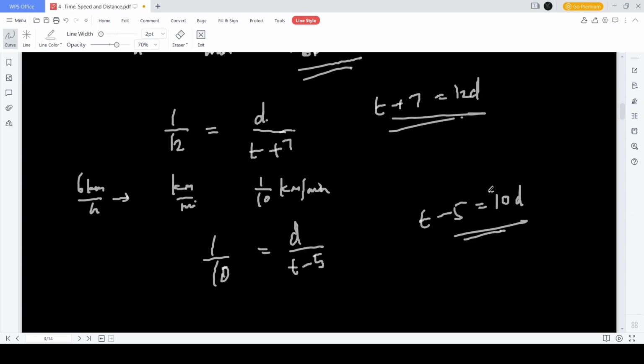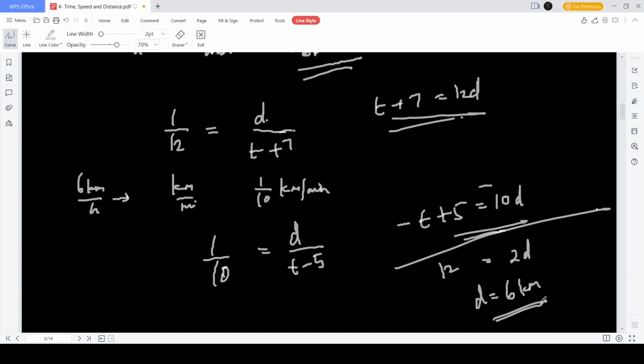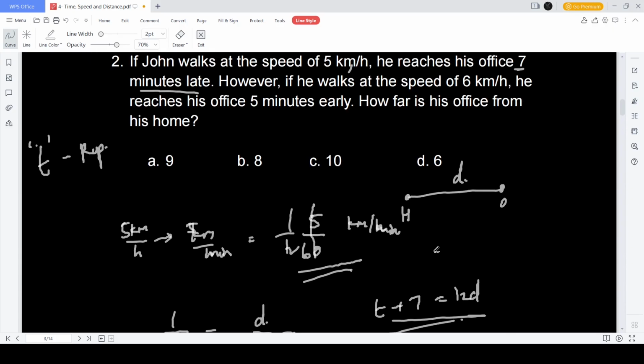Now using these two equations, let's subtract this equation from this equation. So we get 2d on this side is equal to, t and t cancel, you get plus 5 plus 12. So d is equal to 6 kilometer. So his house and office have a distance of 6 kilometer.